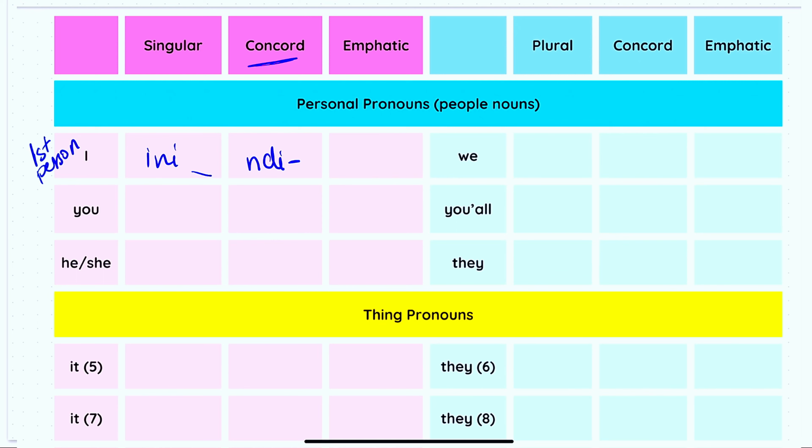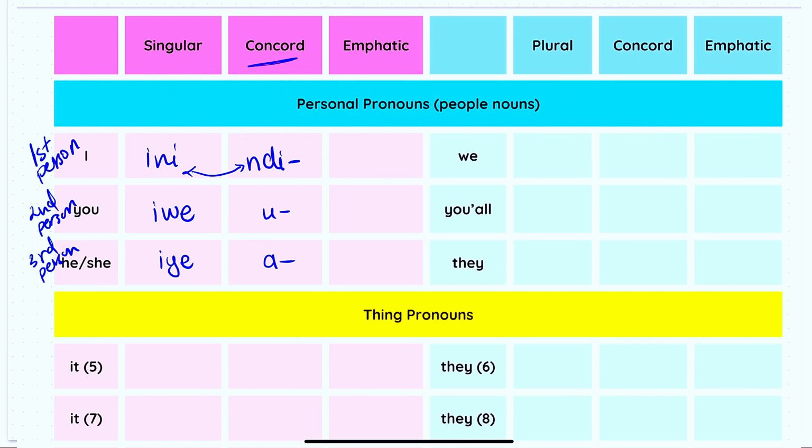You, singular, is the second person pronoun. And in Shona, the second person pronoun singular is iwe. And the concord for that is u. Then we have the third person personal pronoun for he or she. We only have one pronoun for he or she in Shona, and that is iye. The concord for iye is a.